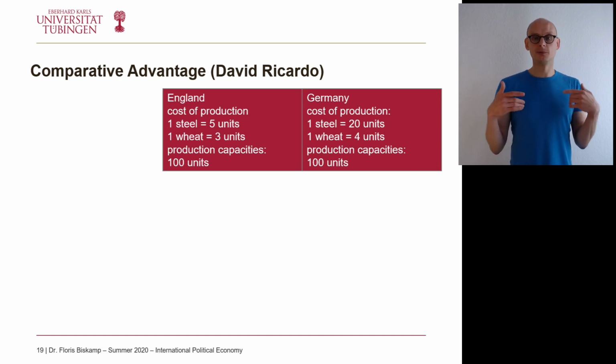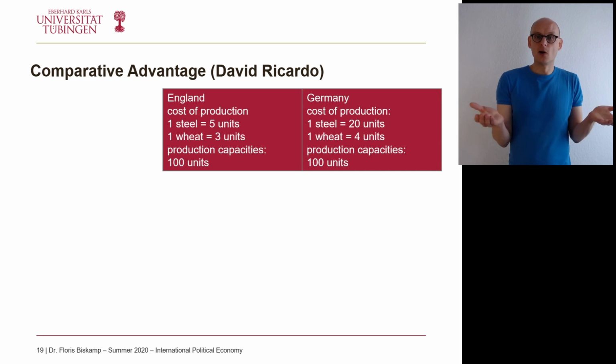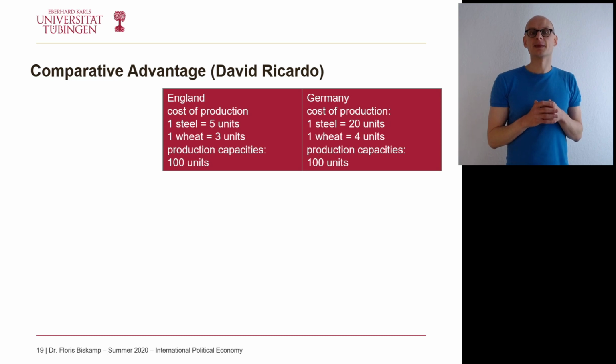So if you argue with Adam Smith, you would say there's no point in trading here because what would the English win there? They could only get more expensive wheat or more expensive steel from Germany. They can produce it cheaper at home, so there's no reason for them to trade. And the Germans have to live with it because nobody wants to trade with them if they produce so expensively.